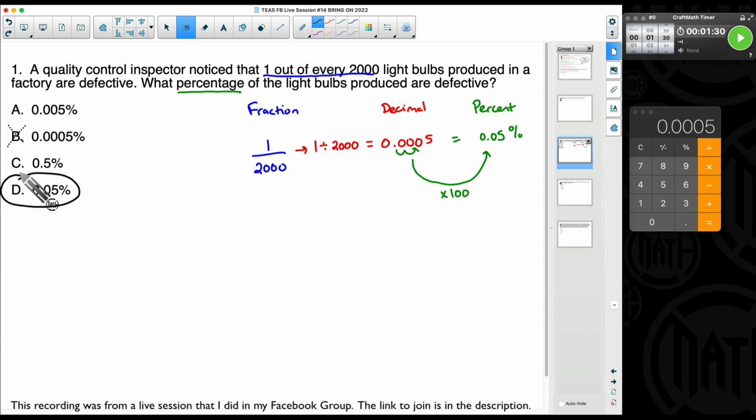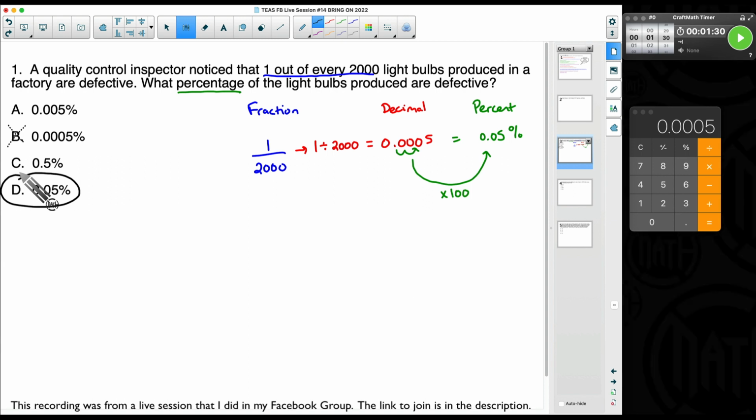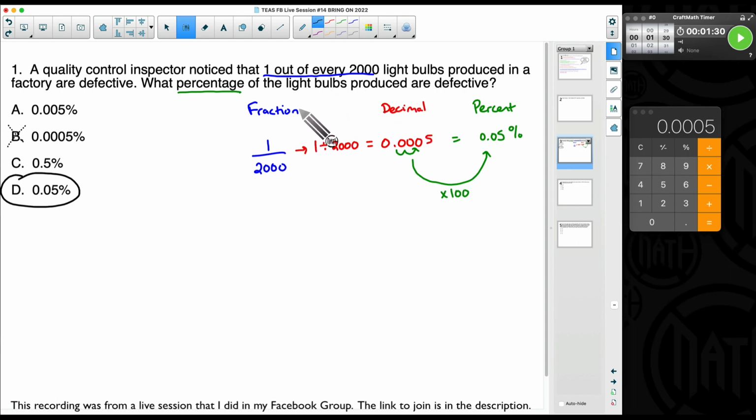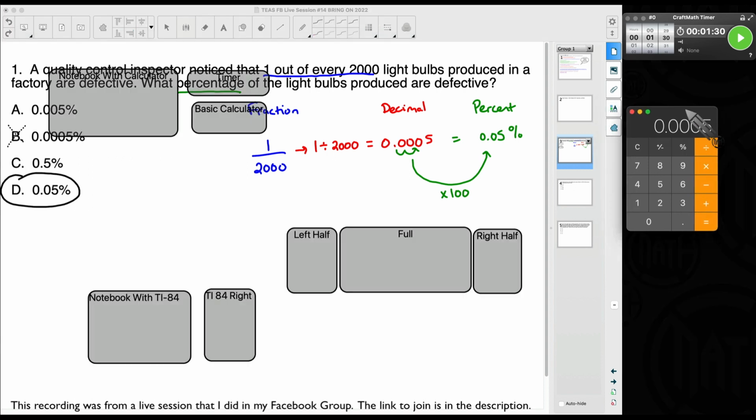Fractions, decimals, percents. Now this is a word problem, but it's very likely on the TEAS, on the math portion of the TEAS, that they could give you a percent and you may have to convert it to a fraction. They may give you a decimal and you have to convert it to a fraction. Let the calculator be your friend here.